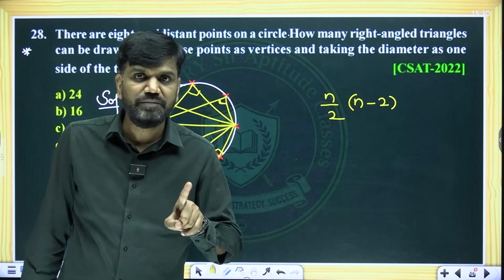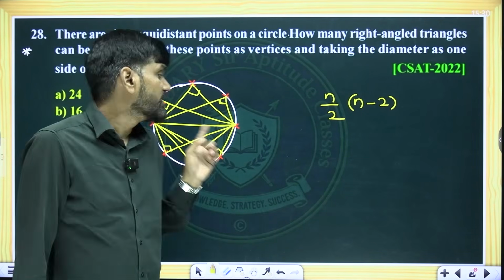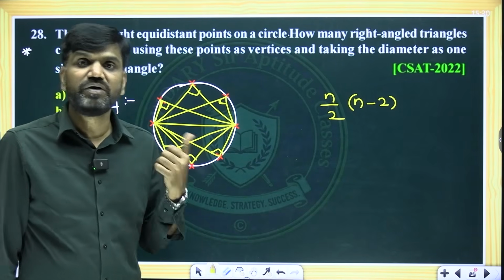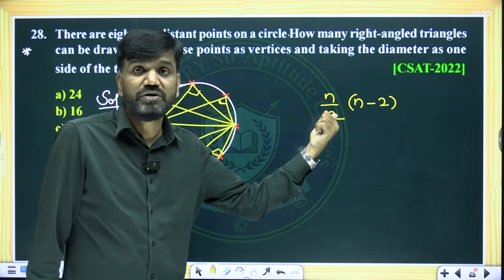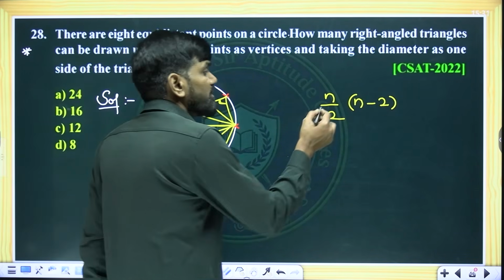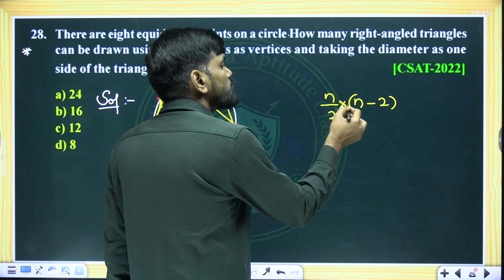After choosing that diameter, for every diameter, keeping aside those 2 points, with the help of the remaining points you can form one right-angled triangle each. That's why for every diameter you can form n minus 2 triangles. The total number of triangles you can form will be n by 2 into n minus 2.